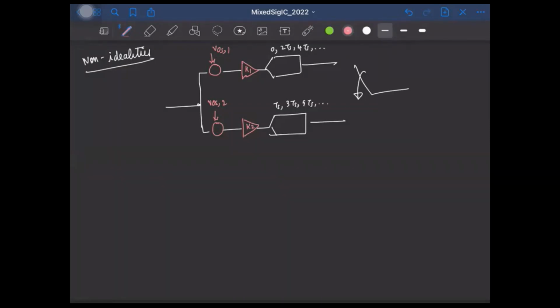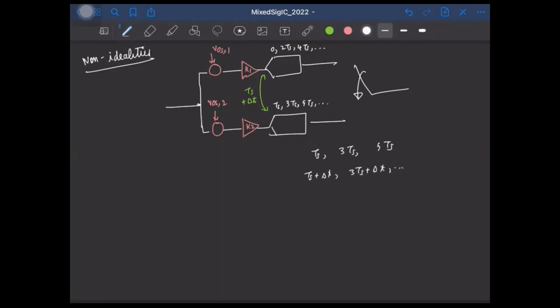And the last thing is, ideally we assume that the timing skew between these two ADCs is exactly TS, right? Because if this is operating at 0, 2TS, 4TS, this should exactly operate with a time offset of TS. So this is now TS, this has become 3TS, 5TS, and so on. But obviously, in practice, there will be some timing offset error. So instead of sampling at TS, 3TS, 5TS, and so on, the second ADC here might sample at TS plus delta T, 3TS plus delta T, and so on.